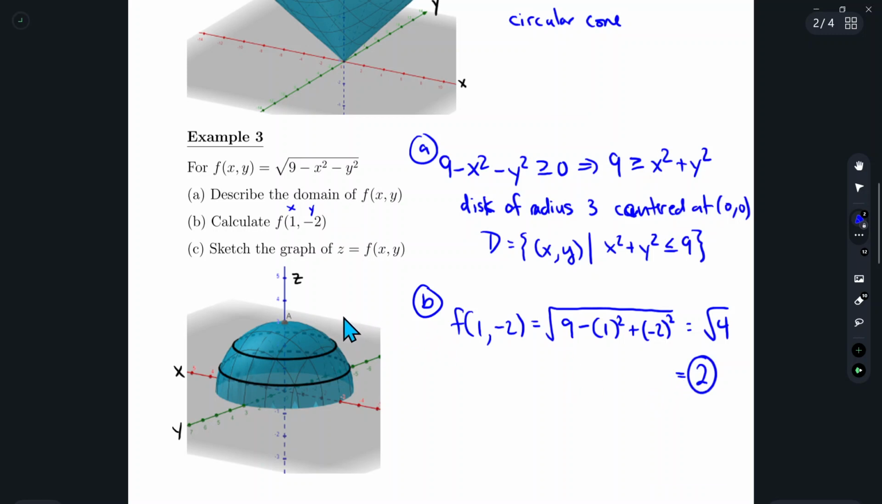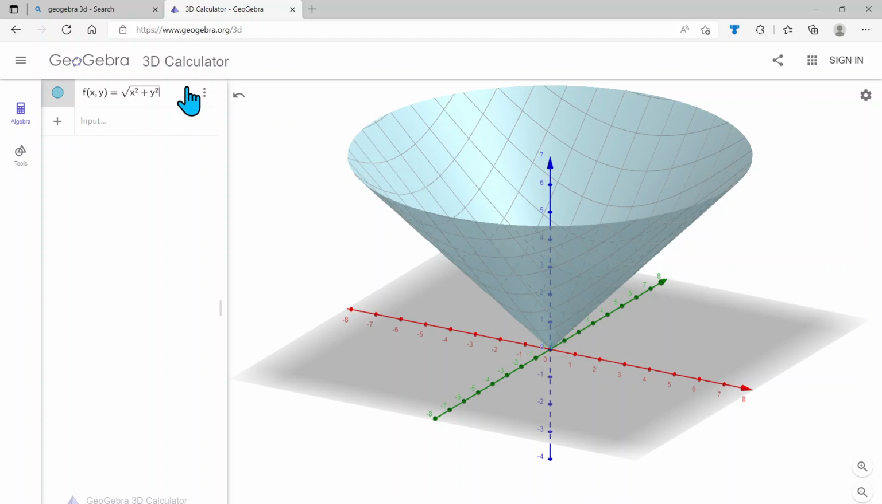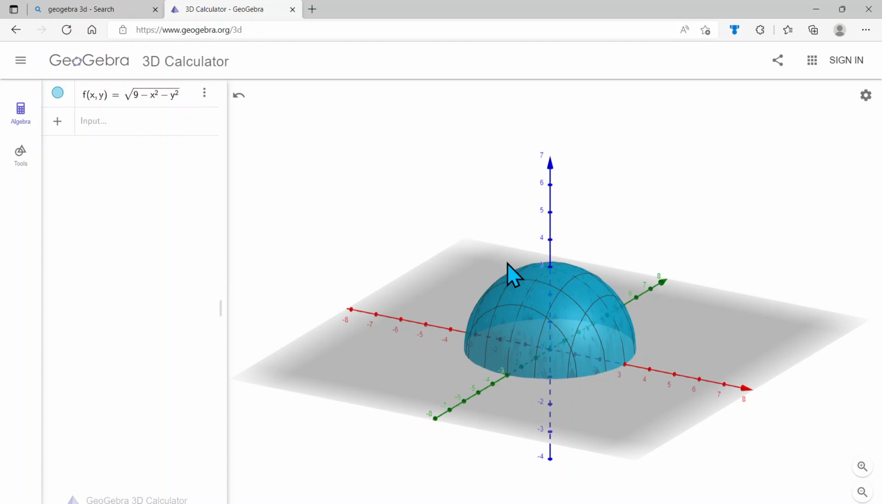And then again, I have the GeoGebra output pasted here, but let's again type it into the calculator here, so we can see it drawn. So square root of 9 minus x squared minus y squared, the whole thing inside the square root. I hit enter, and you can see that it draws the graph here.